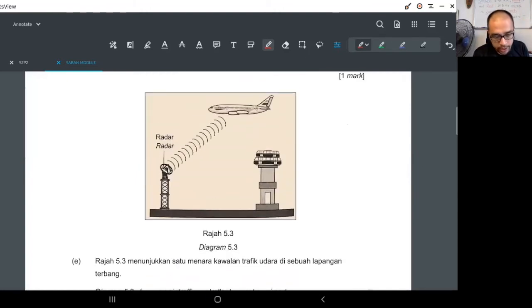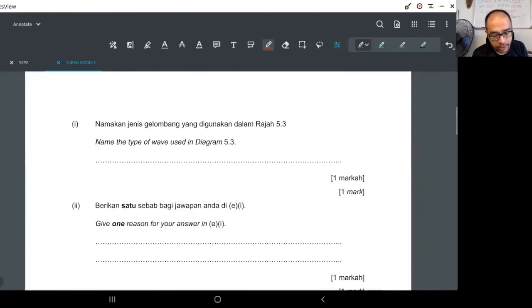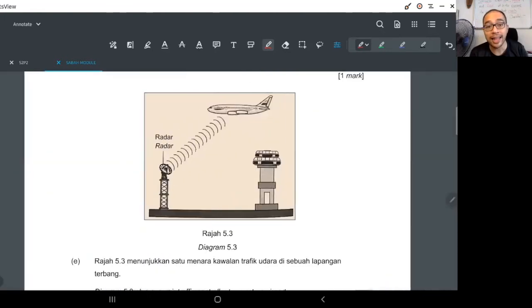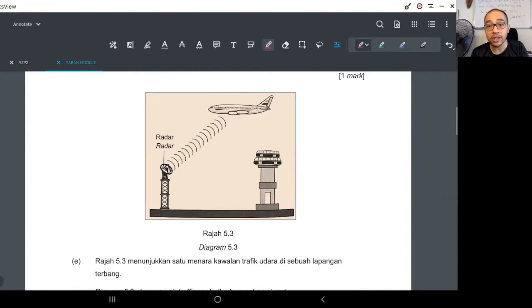Air traffic controller, and so on. Name the type of wave that is used in 5.3. I think this should be radio waves, because it cannot be microwave. Wait, hold on now. Microwave. Oh no, what did I say yesterday? Was it microwave or radio wave? I think it's radio wave. No, microwave. Yeah, it's microwave. Sorry, microwave. Because radio wave is for long distance, microwave is for short distance, like this.